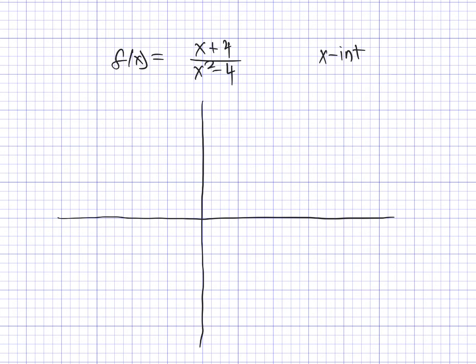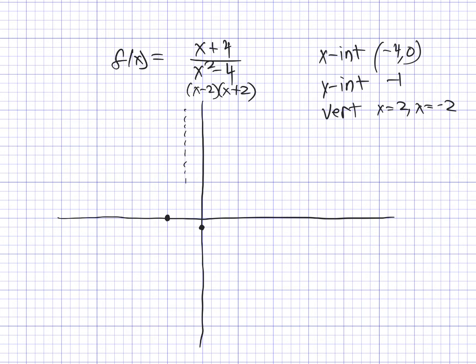The x-intercept is at negative 4. For the y-intercept, set x equal to 0, and we get negative 1. The vertical asymptotes come from the zeros of the denominator, x minus 2 and x plus 2. That's the difference of squares, so x equals 2 and x equals negative 2 will be your asymptotes.